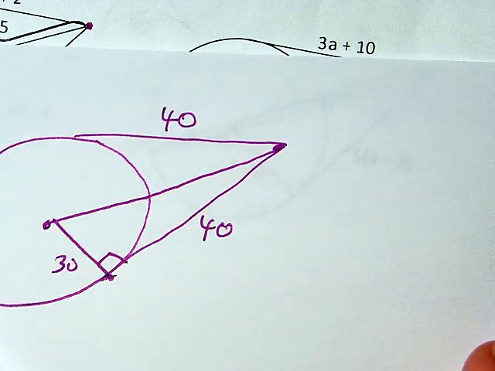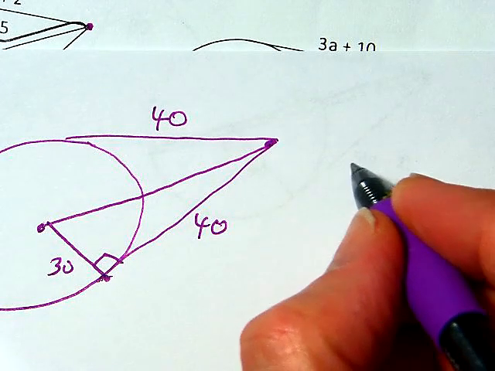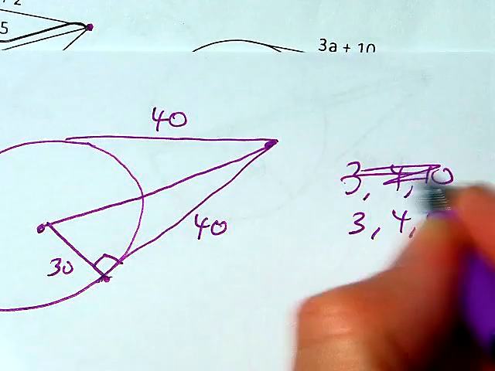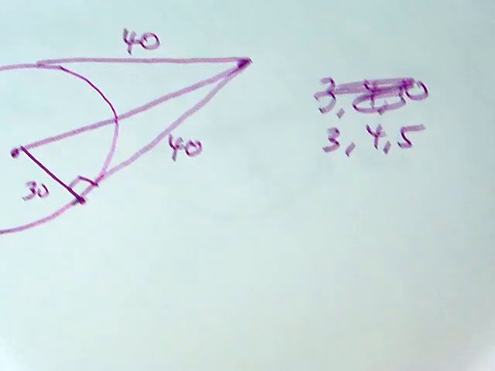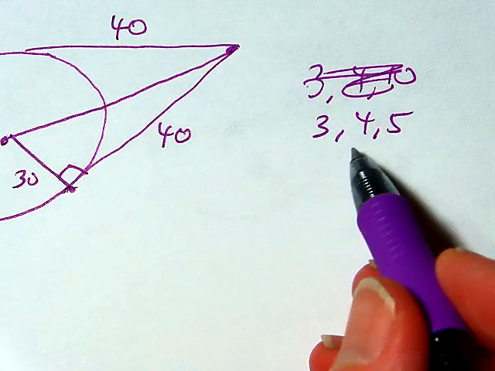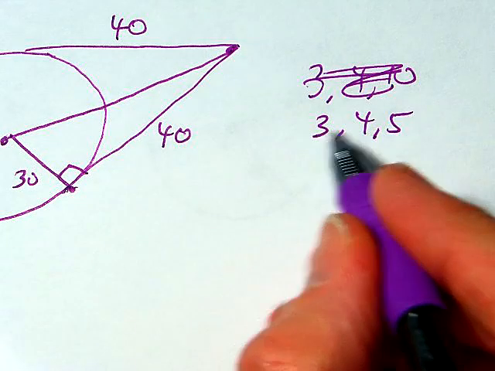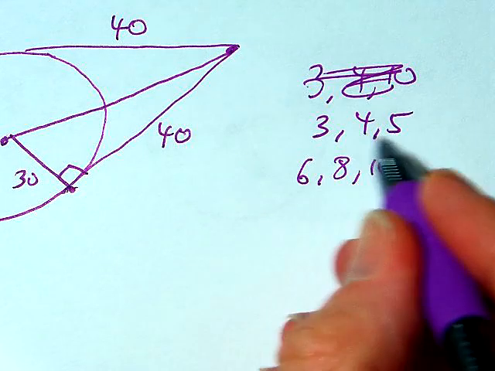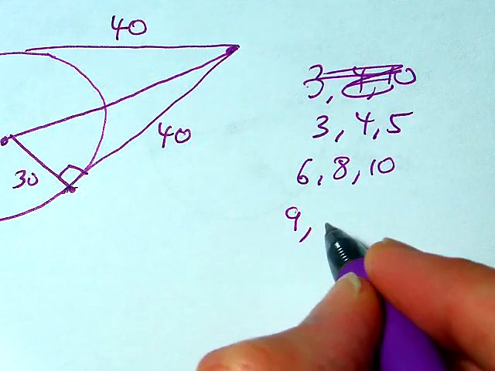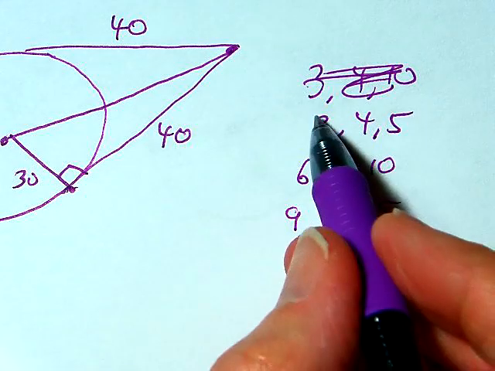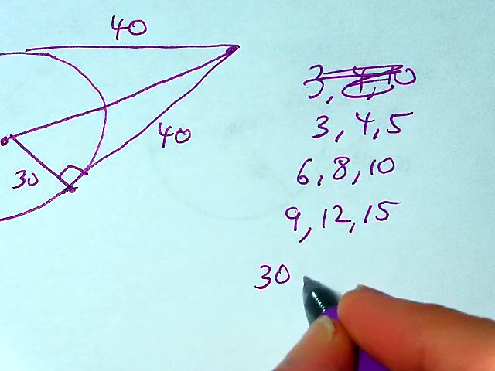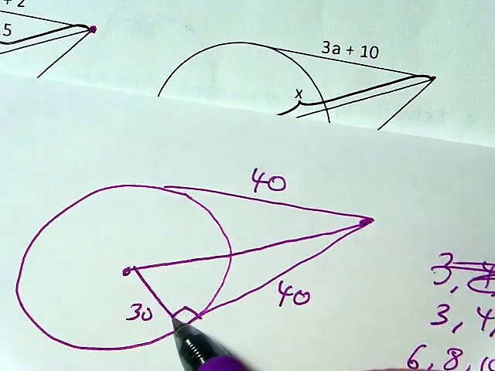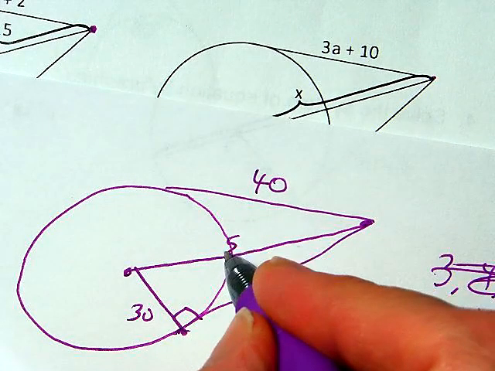How do I know that? Because I know the most basic Pythagorean triple is 3, 4, 5. And remember that I taught once that every multiple of 3, 4, 5 is also going to be a Pythagorean triple. So if we multiply each of these by 2, we get 6, 8, 10. That's a Pythagorean triple. Multiply 3, 4, 5 each by 3, we get 9, 12, 15. And if we multiply each of these by 10, we get 30, 40, and 50. Okay, so 30 here, 40 here means 50 here.